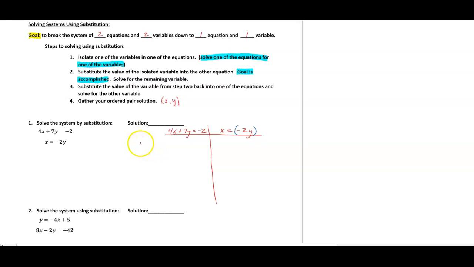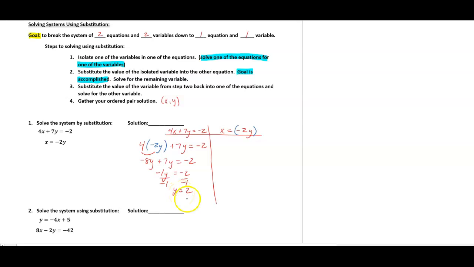So we're going to get 4. Now, I'm going to kick the x out and replace it with its value on the other side, negative 2y. So 4 times negative 2y plus 7y equals negative 2. Now notice, this is now broken down to one equation, and the one variable I can solve for is y. This gives me negative 8y plus 7y equals negative 2. So negative 1y equals negative 2. When I divide by negative 1, y is equal to 2.